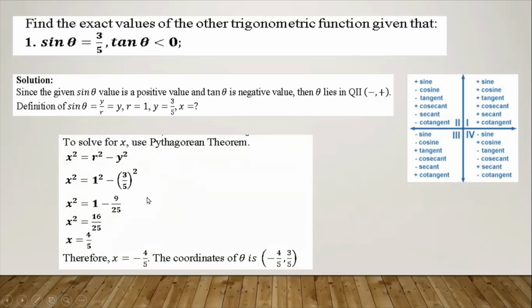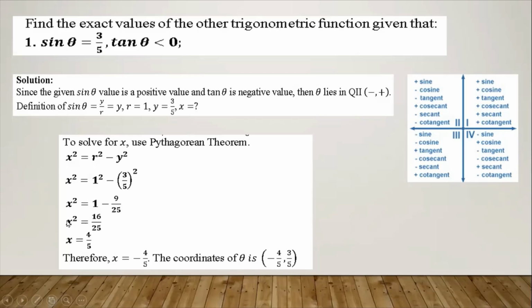And we manipulate them. x squared is equal to 1 minus 9 over 25, because 3 squared is 9 for the numerator, 5 squared is 25, and that's for our denominator. 1 minus 9 over 25, that's equal to 16 over 25. Or you can simply change 1 into 25 over 25. Therefore, 25 minus 9, that is 16. And for the denominator, copy 25.